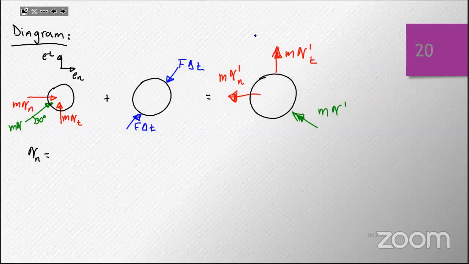Well, the normal velocity is just going to be V times cosine of 30 degrees, which is 0.866 times the velocity. Where'd that 30 degrees come from? Well, we can drop our vector here.